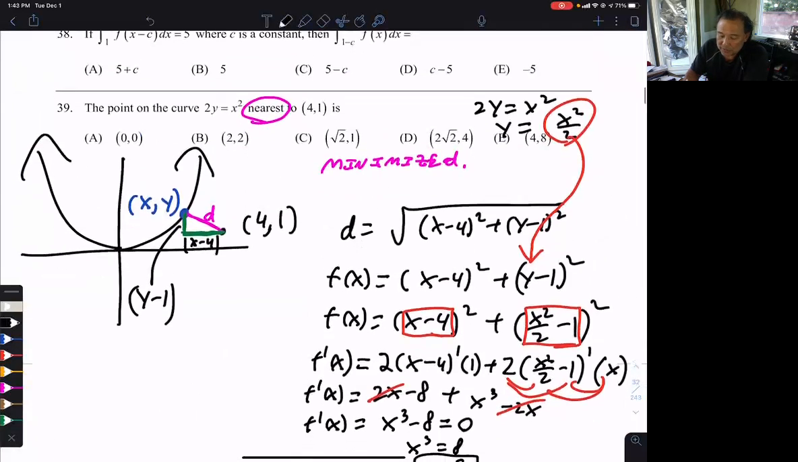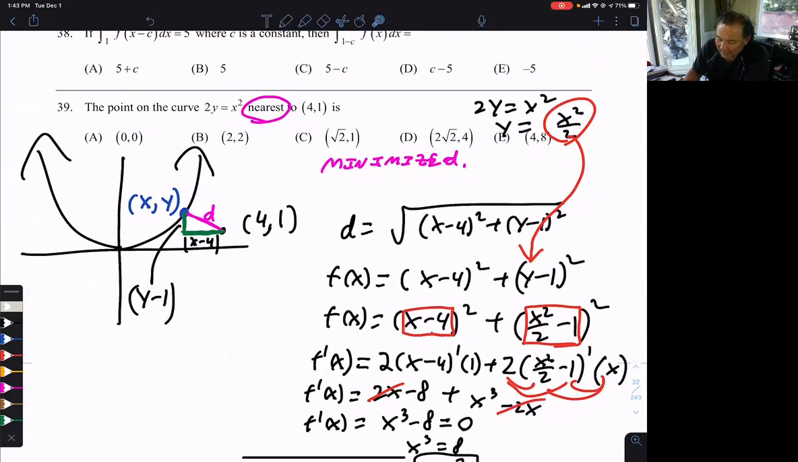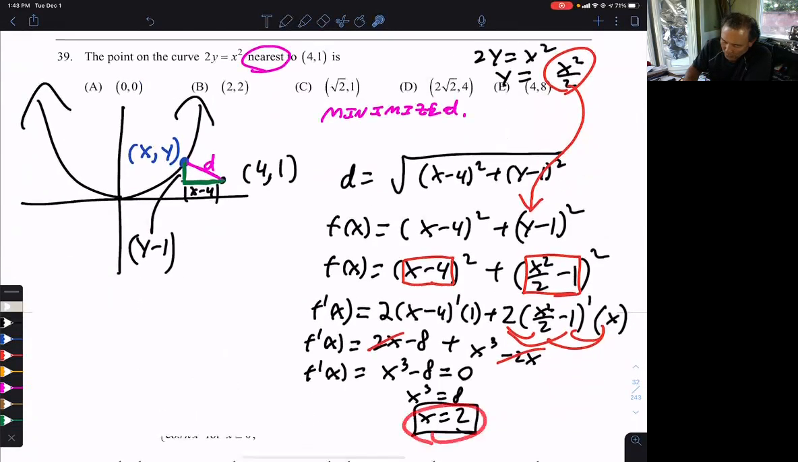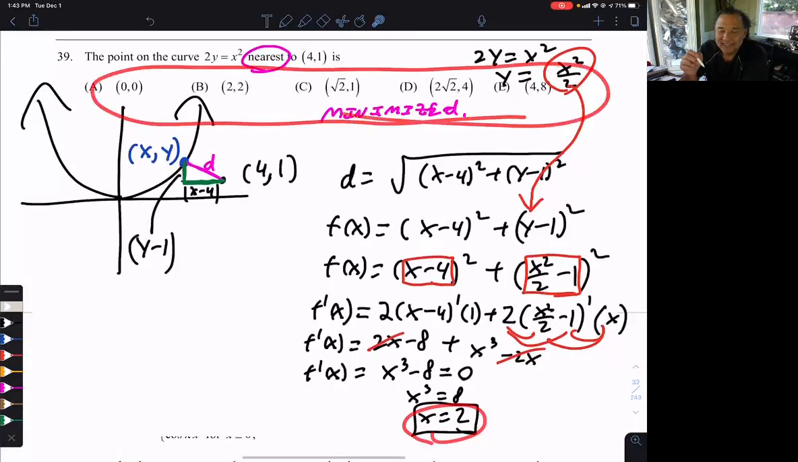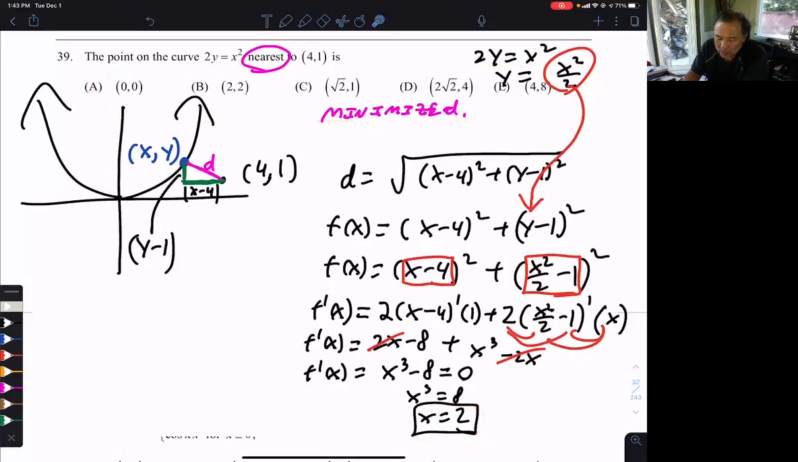So because this is multiple choice, that answer has to be one of these. And if you look, what's the only one with the x coordinate of 2? Right there. So therefore, that has to be my answer.